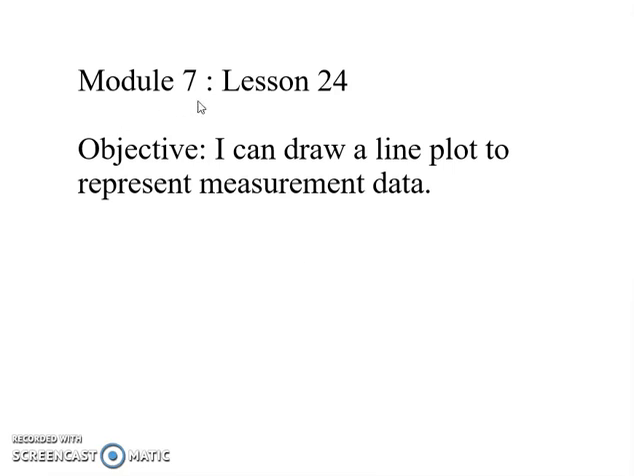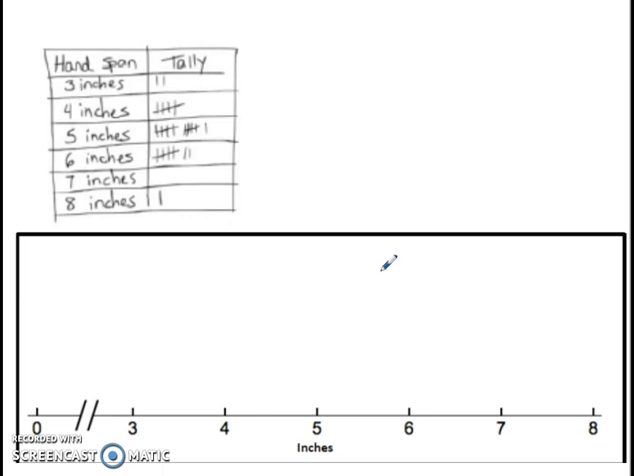Okay, today we're going to do Module 7, Lesson 24, and our objective is I can draw a line plot to represent measurement data. So let's take a look at what a line plot is. A line plot is another type of graph. Here we see one pictured.